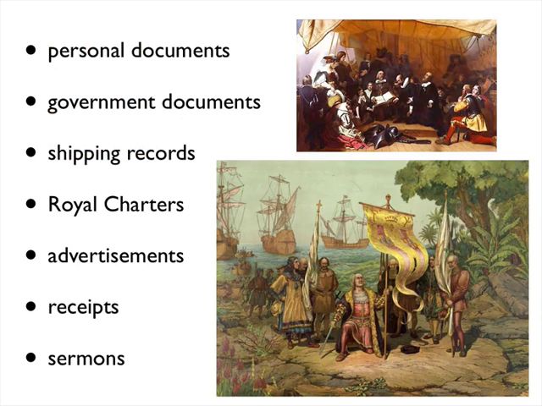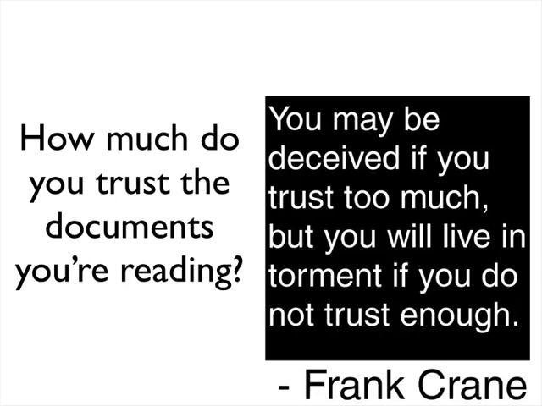Well, here are some of the things you might have written down. Personal documents, these things would be like diaries, letters, all those types of things. Government documents, shipping records, royal charters, advertisements. There weren't a lot of them back then, but there were some: come to our warehouse, buy this type of thing. Receipts, sermons. Yes, sermons. And these are only some. You may have come up with others.